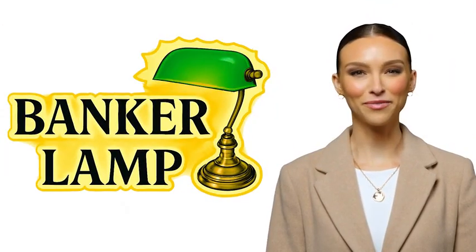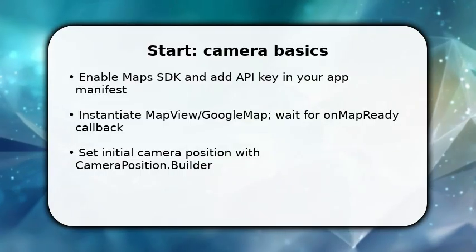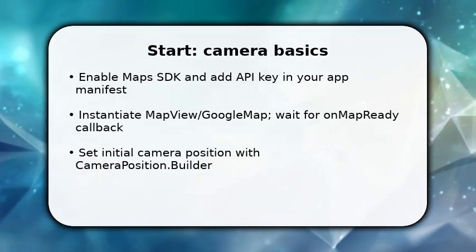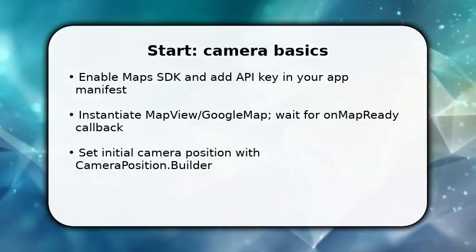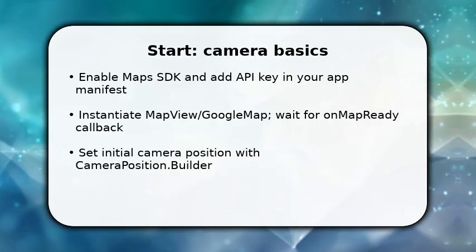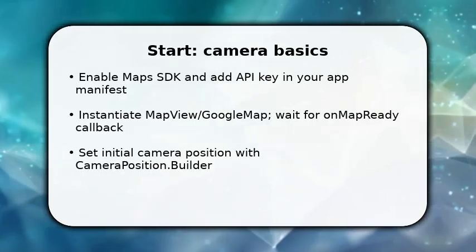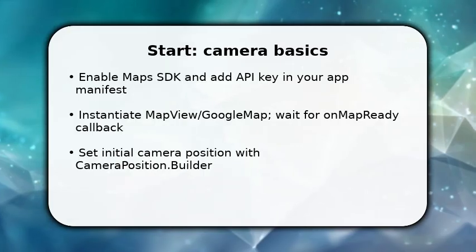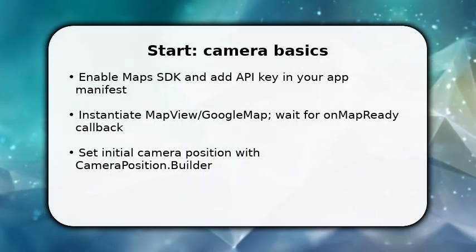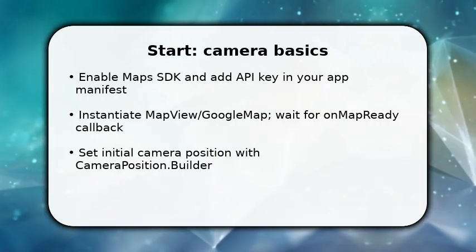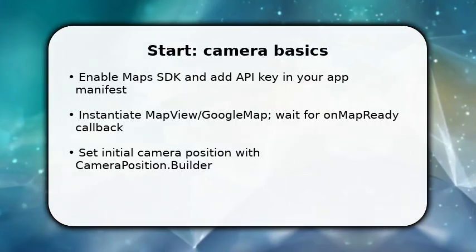Please enjoy the video. You begin by making the map object available, enable the map's SDK and pass your API key, then create the map view and listen for on map ready. Once ready, build an initial camera position with target latitude/longitude and zoom. Use camera position builder so you can set tilt and bearing too.